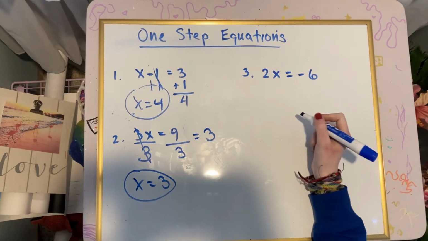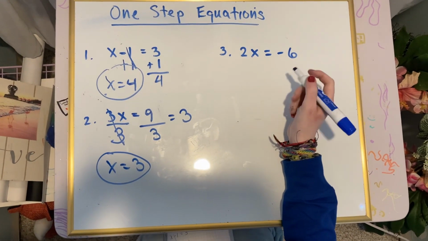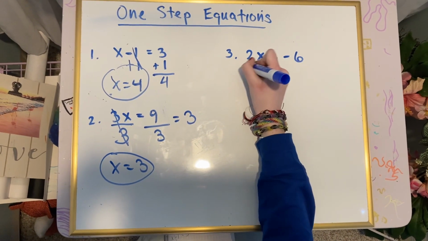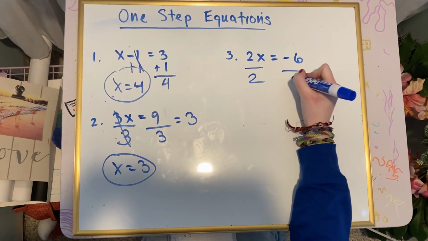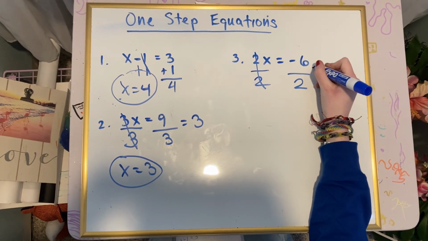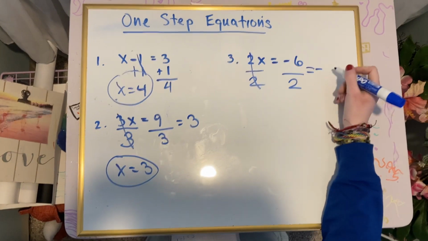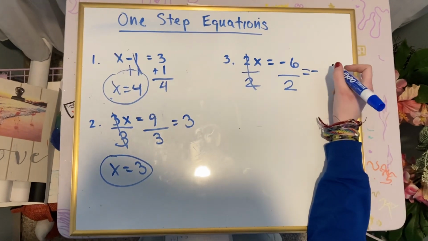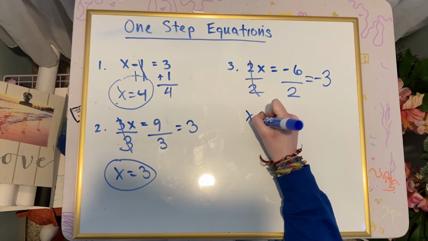Then finally, we have to divide 2 by -6. Cancels 2 out, but since this is negative, the final answer will become negative. And 6 divided by 2 is 3, so it's -3.